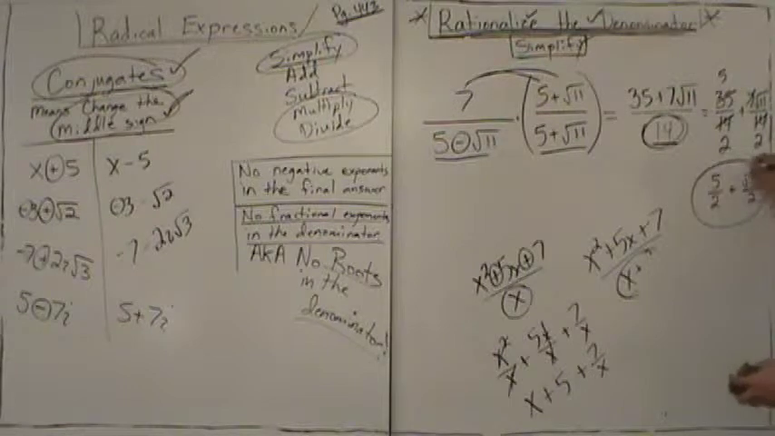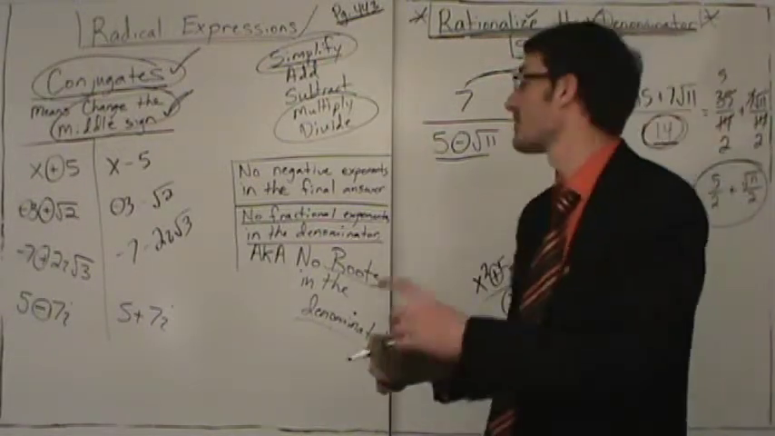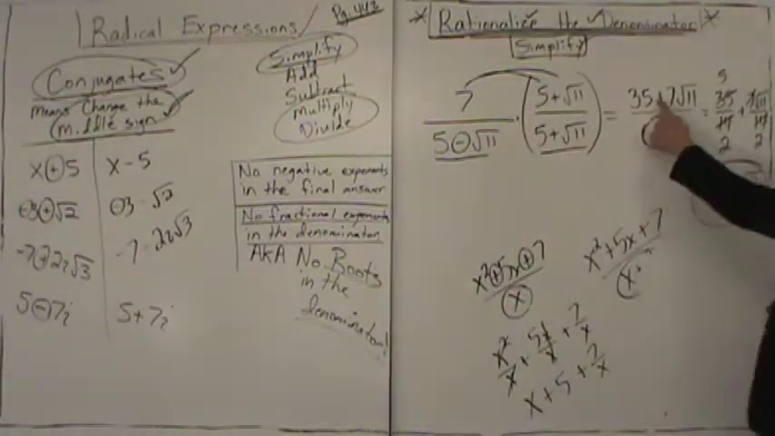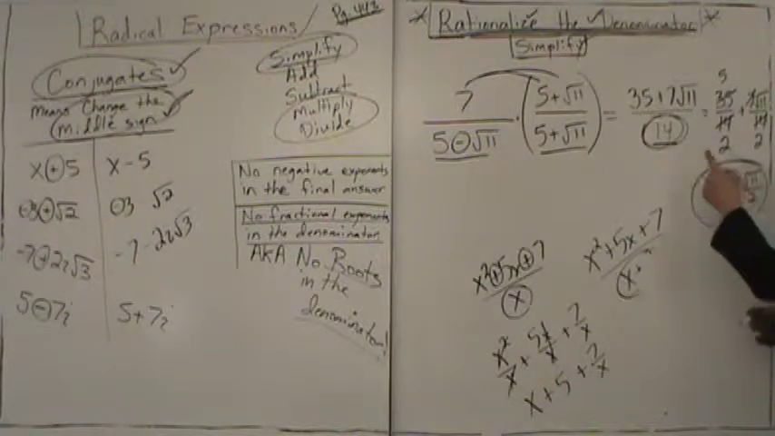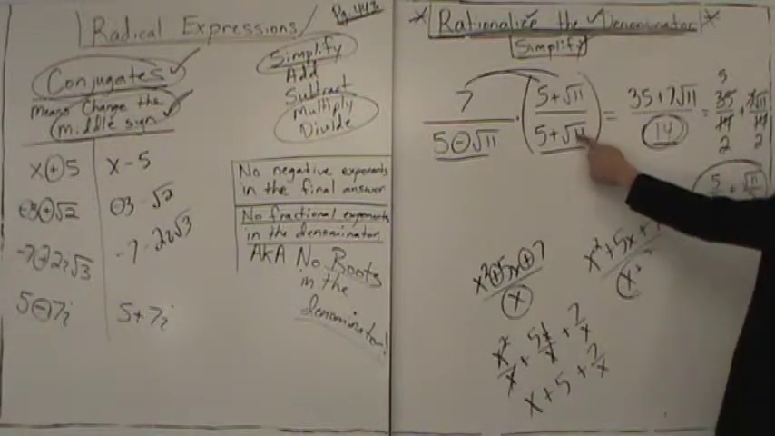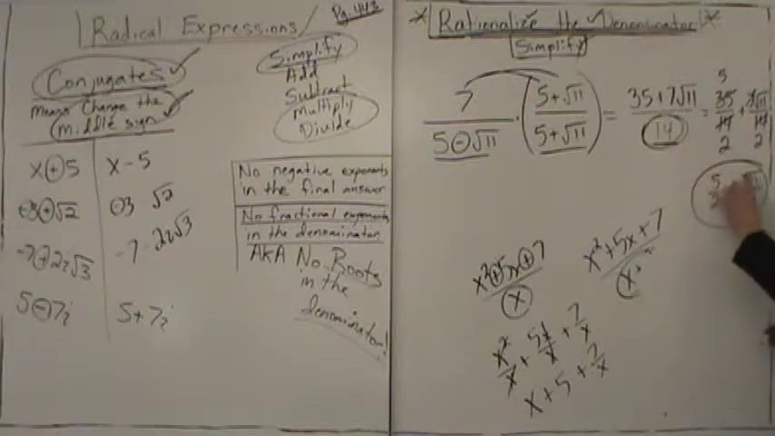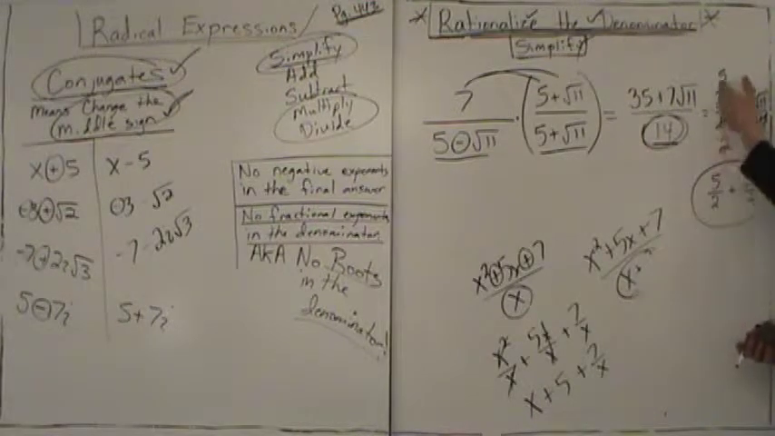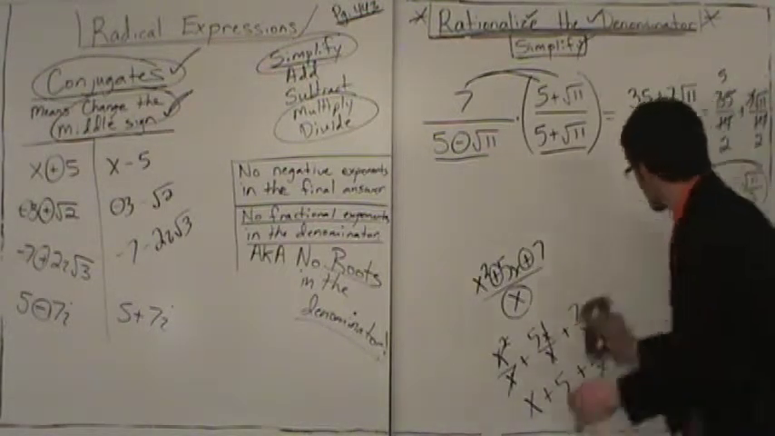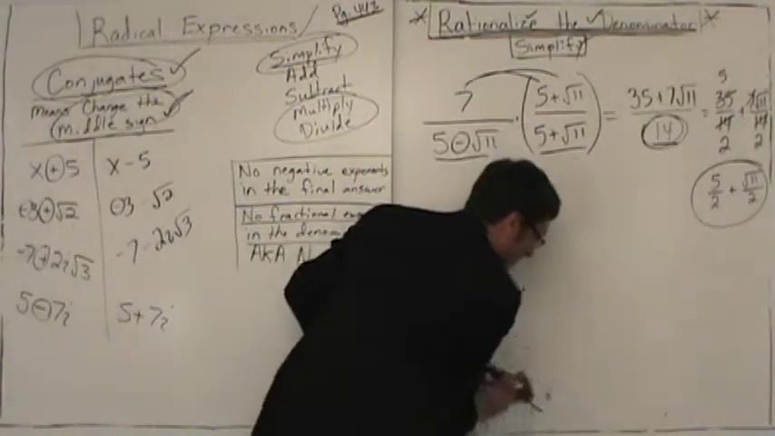And question, is this considered fully simplified? Yes, we have split the addition because we had a monomial, and before we did that, we got rid of the radical in the denominator. So our final answer is 5 over 2 plus root 11 over 2. So no radicals in the denominator, and we've split the addition and divided and canceled. Now, one more example, and I think that concludes this topic.